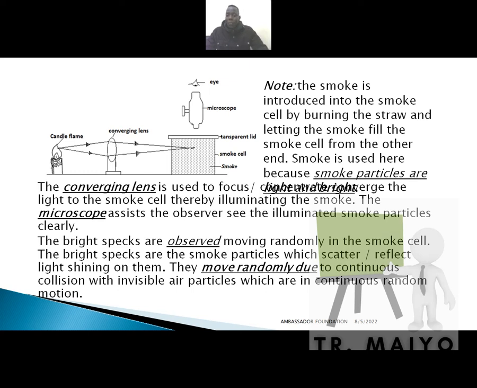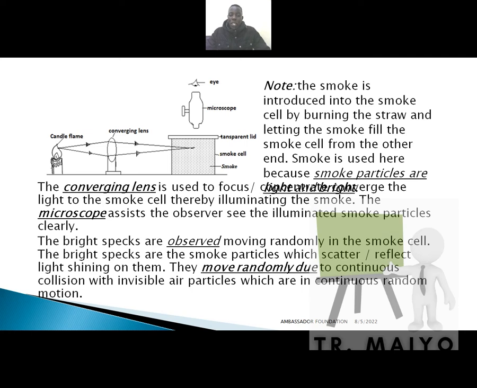In this case, we use smoke particles because of two reasons: they are light and they are visible. That's why we use smoke particles. The role of the microscope is to enlarge the particles to be seen, and the converging lens is to converge whatever you want to see.